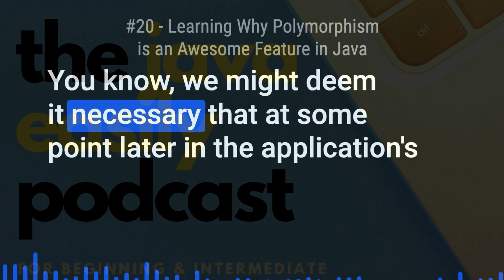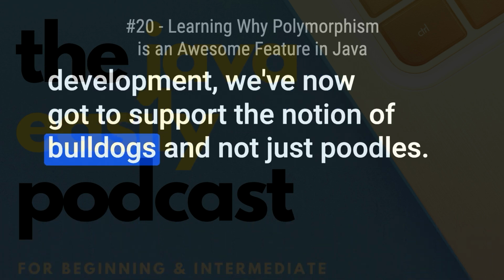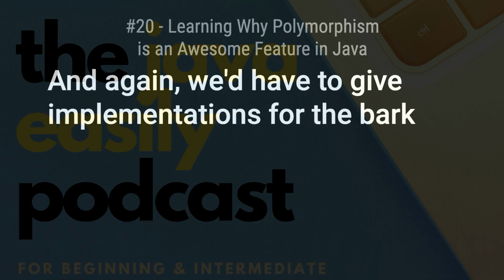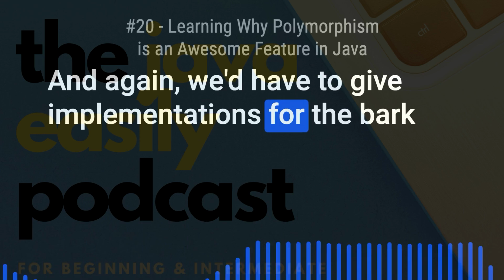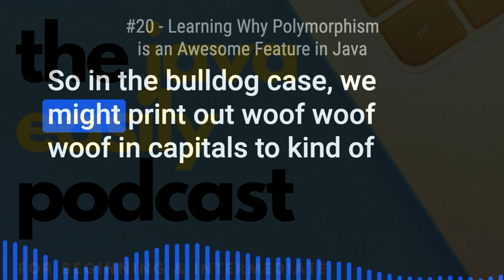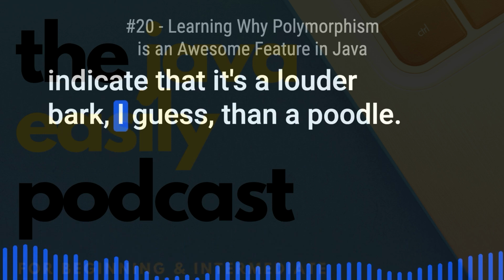We might deem it necessary that at some point later in the application's development, we've now got to support the notion of bulldogs and not just poodles. So again, we could create a class Bulldog, which implements Dog. And again, we'd have to give implementations for the bark and eat methods, just like we did in the Poodle class. So in the Bulldog case, we might print out WOOF, WOOF, WOOF in capitals to indicate that it's a louder bark, I guess, than a poodle.